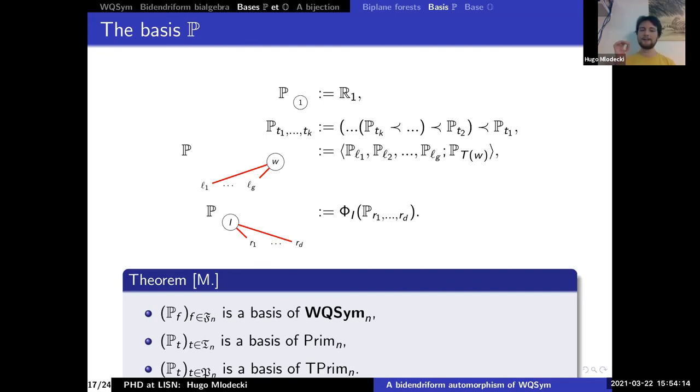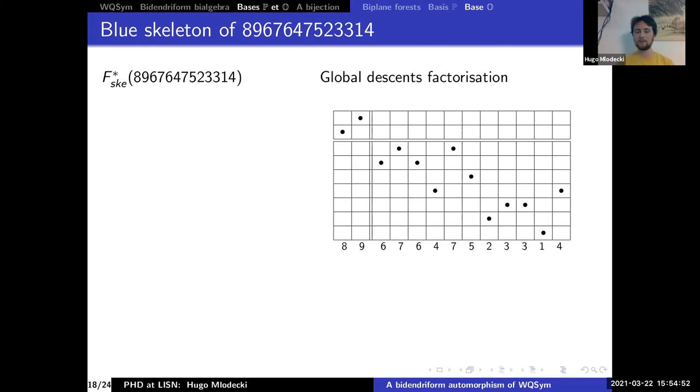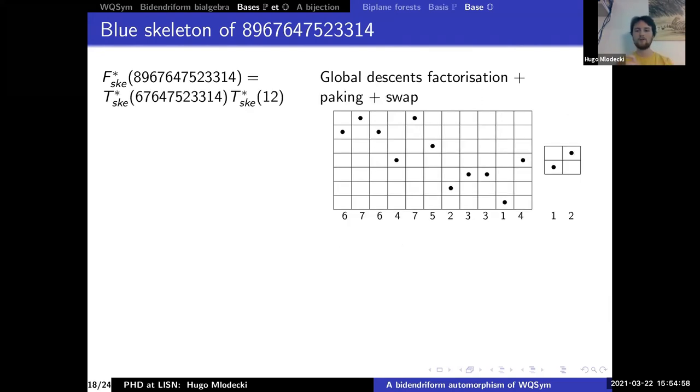Okay, now I will do exactly the same, but on the dual side. So everything was about deconcatenation. It was about maximums, and everything was red. Now everything will be about the last letter, and everything will be blue. Okay, I will do it quickly as it is exactly the same. So here we get a big word. The first thing is global descent factorization, a little thing that is conventional is that we need a swap here.